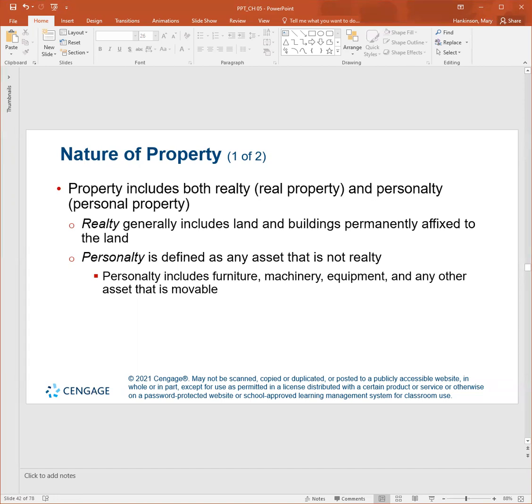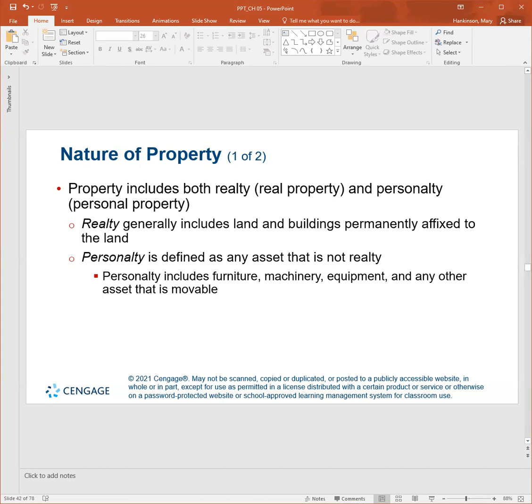Property includes both realty and personalty. Realty generally includes land and buildings permanently affixed to the land, and personalty is defined as any asset that is not realty, which includes furniture, machinery, equipment, and any other asset that is movable. In summary, both realty and personalty can either be business use, income producing property, or personal use property.